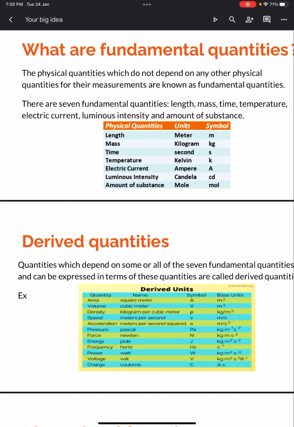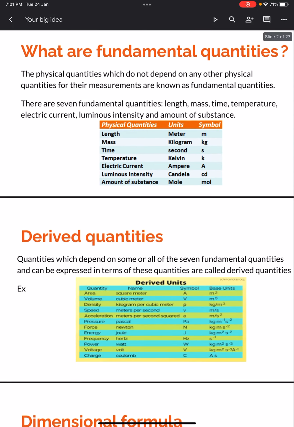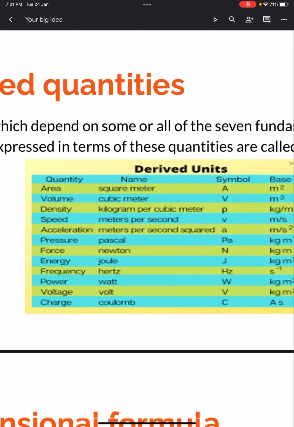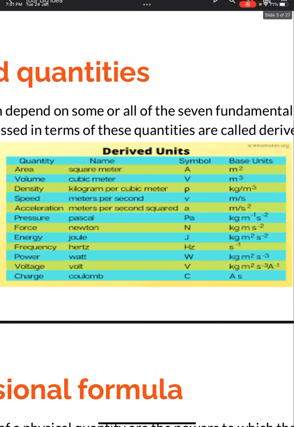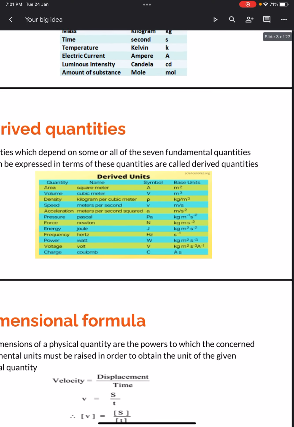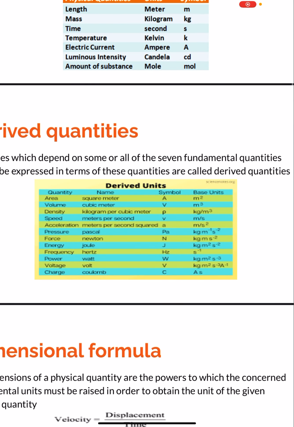So what are derived quantities? Derived quantities are the quantities which depend on some of the seven fundamental quantities or all of the seven fundamental quantities. For example, take the derived quantity area. It depends on length. It is length into length. So area is a derived quantity, and its fundamental quantity is length.